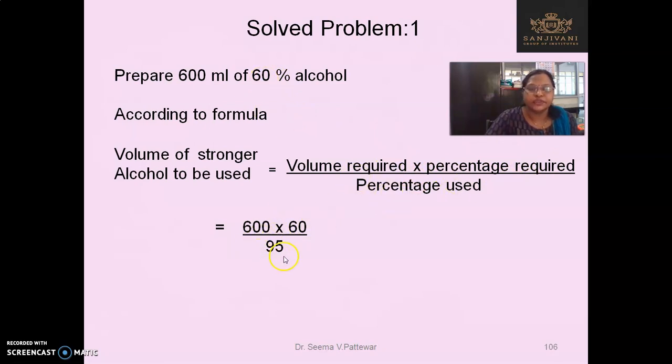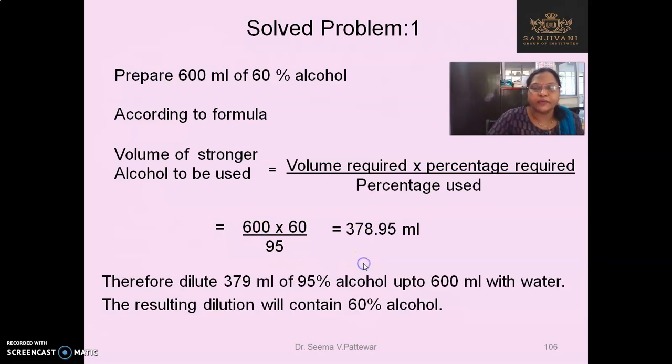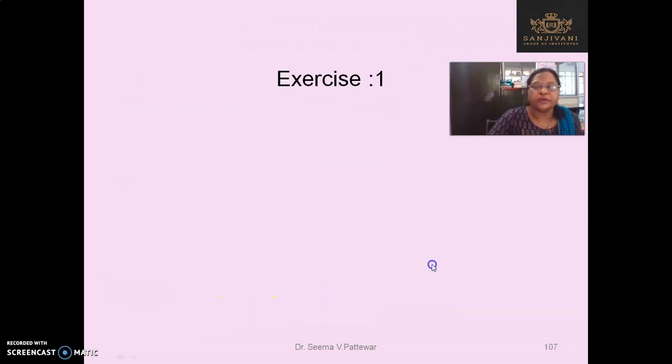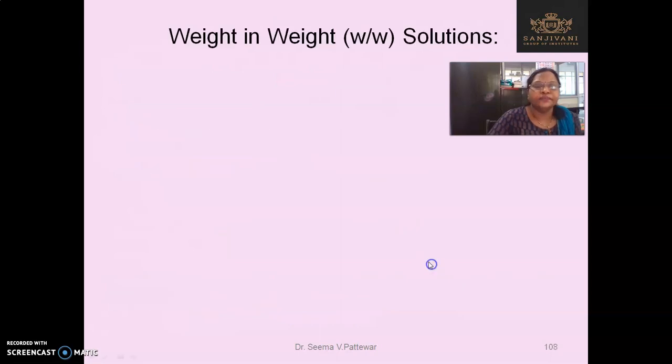Percentage used, mostly 95% alcohol is used. So 600 multiplied by 60 divided by 95, you will get 378.95 ml. Therefore dilute 379 ml of 95% alcohol up to 600 ml with water. The resulting dilution will contain 60% of alcohol. So this is one example. This is for your exercise.